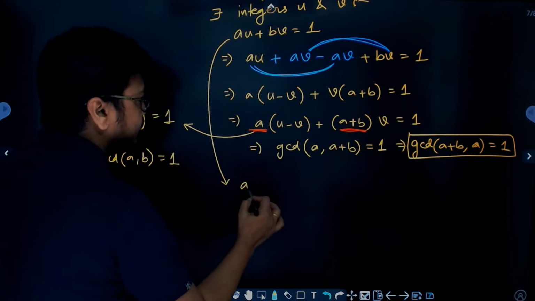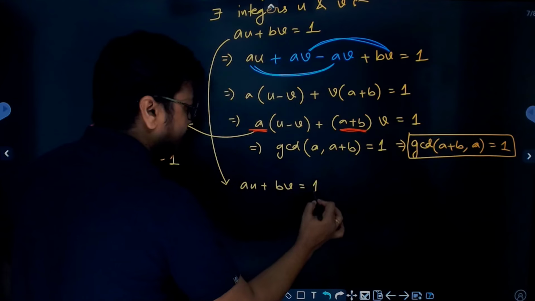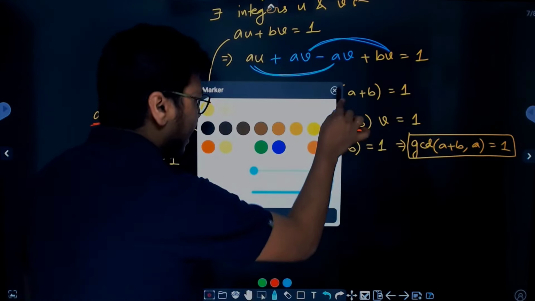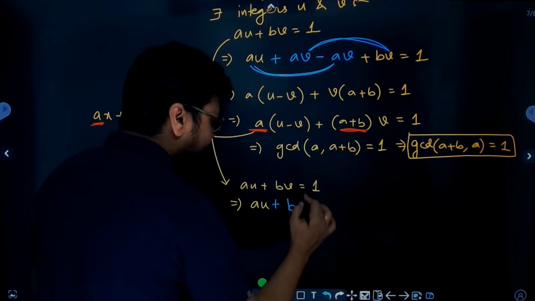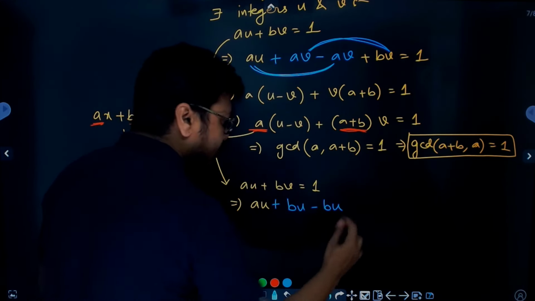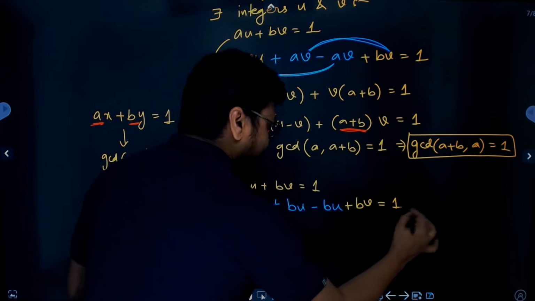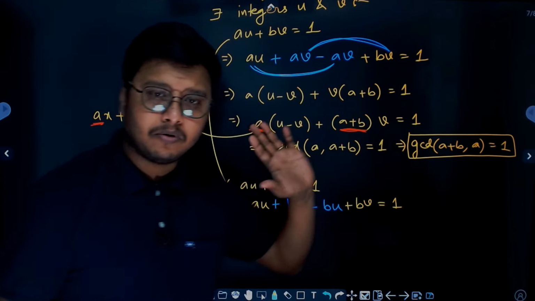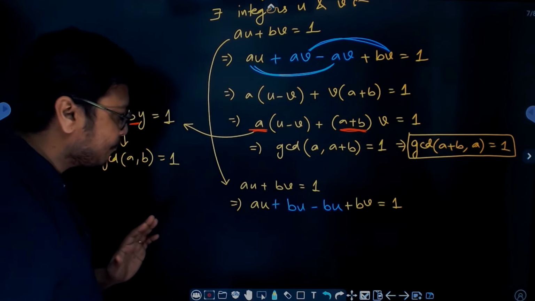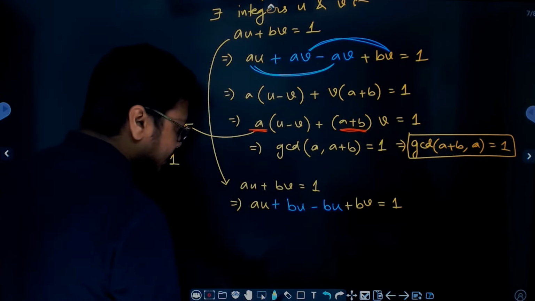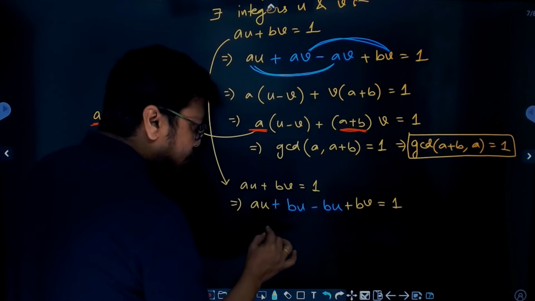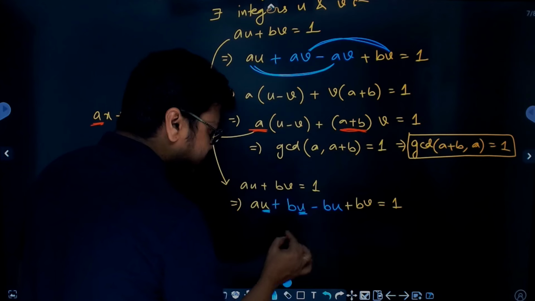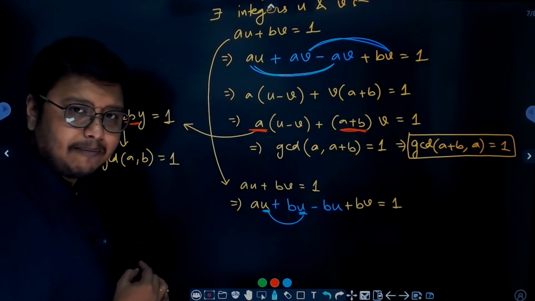Again, starting from this equation, au plus bv equals 1. So now I'm adding a different dummy term. Let's say I add the term bu and minus bu, and the bv remains as it is. I again somehow want to create the a plus b term. How can I create the a plus b term? If I take u common from here and from here, that will create the a plus b term.